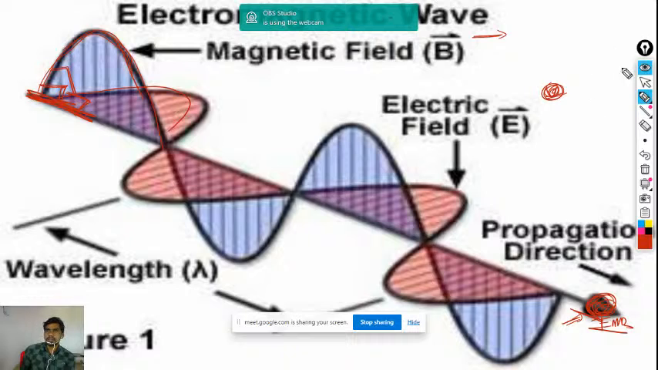Is it understood, or shall I repeat? So what are the parts of the electromagnetic field? It will consist the magnetic field and it will consist the electric field, which are perpendicular to each other and to the propagating direction.